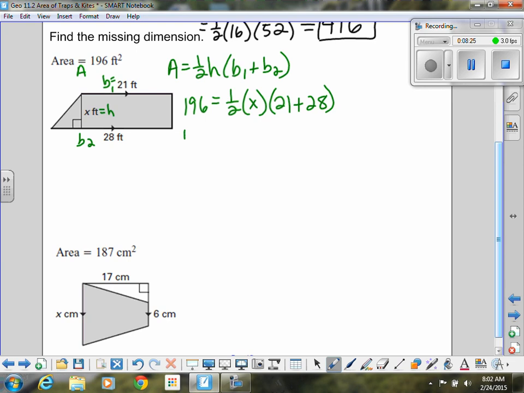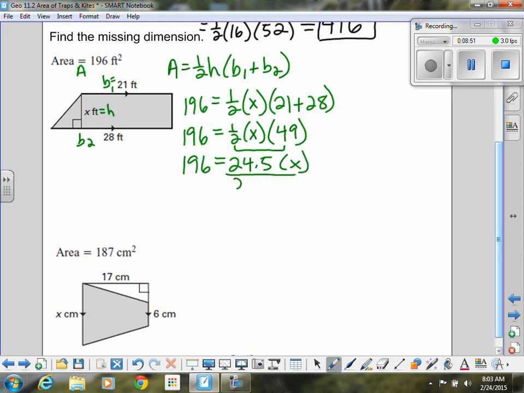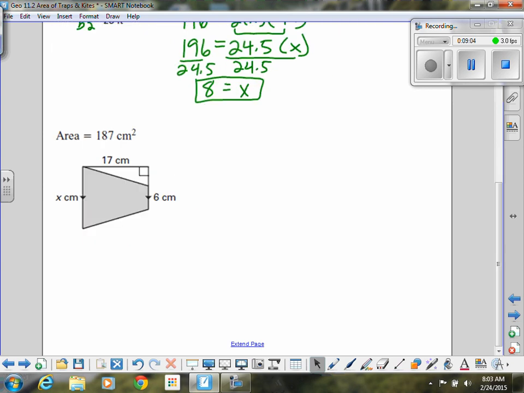All right, so let's simplify this a little bit. Remember, we're trying to solve for x. So I'm going to add the 21 and 28 together to get 49. Now remember, when we have a bunch of things multiplied together, I can multiply these two things together first. I don't have to do 1/2 times x first. So 1/2 times 49 is simply 24.5, and I still have x, and I'm trying to solve for x, so I'm going to divide by 24.5. So I'm going to get x is equal to 8. So that worked out nicely. It's simply 8.